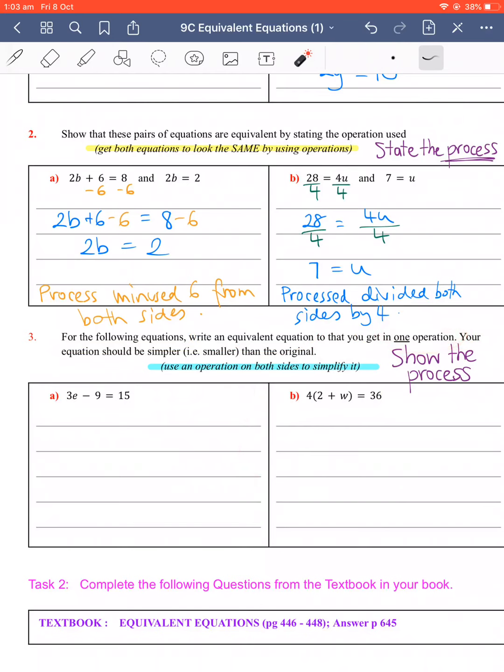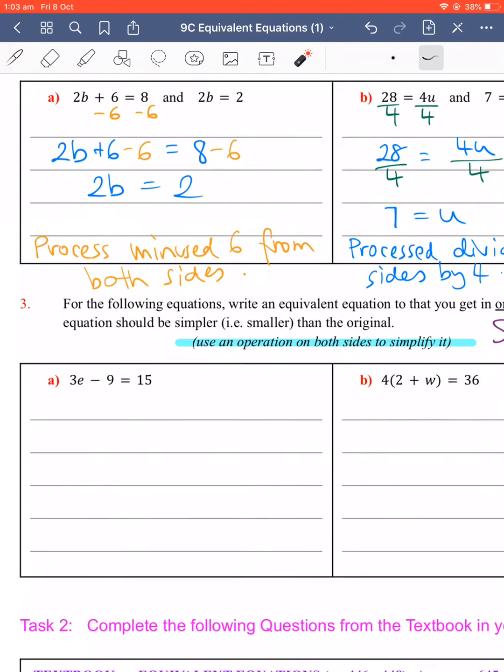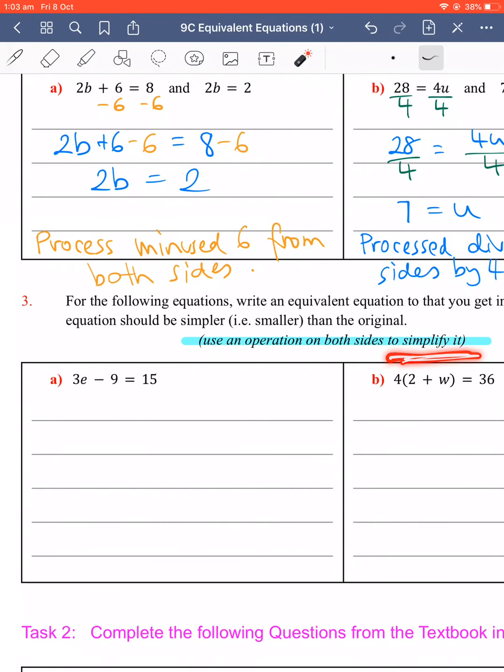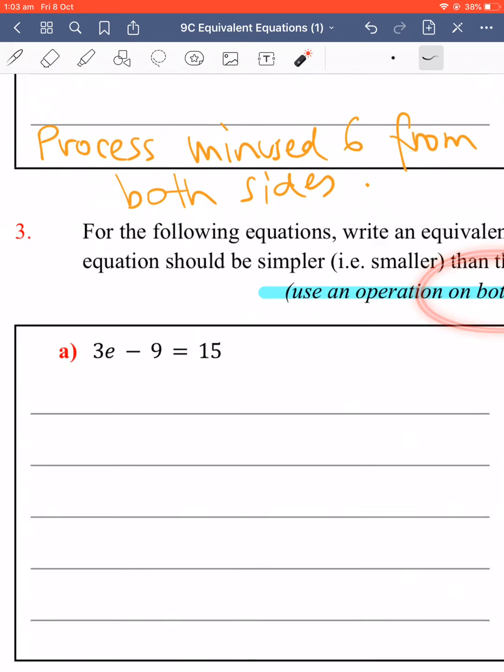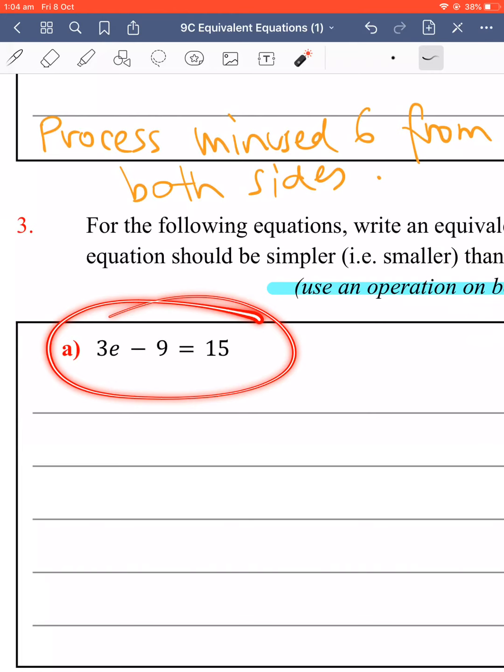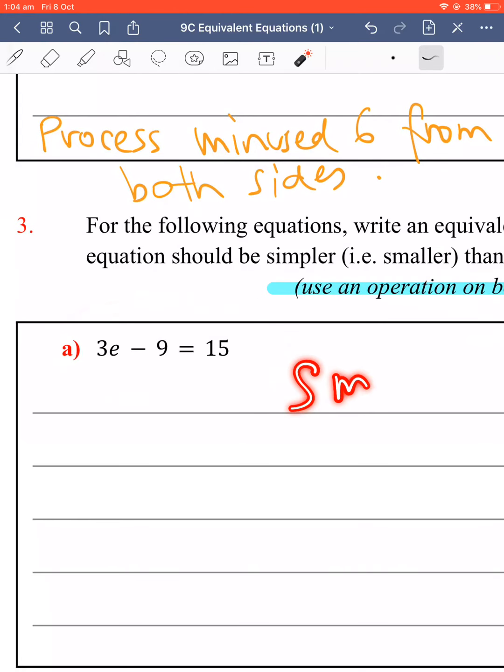In some of your questions, you might actually have two operations that you do, okay? But we're only after one for this particular one. And again, we want to simplify it. We're using one operation, we do it to both sides, and we want to simplify. So basically, I want this to look smaller.